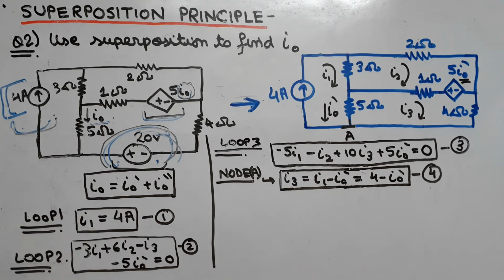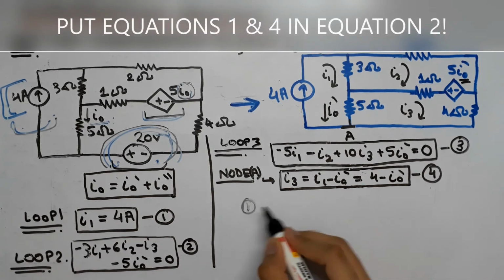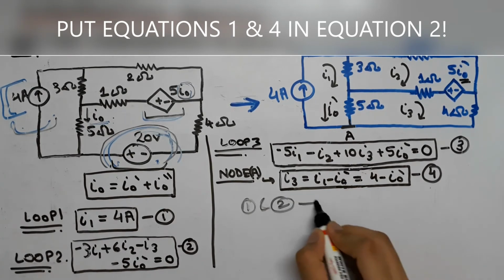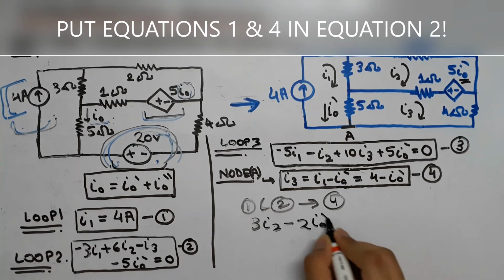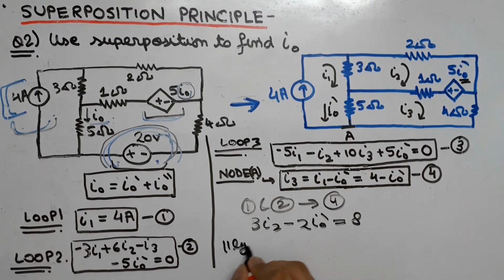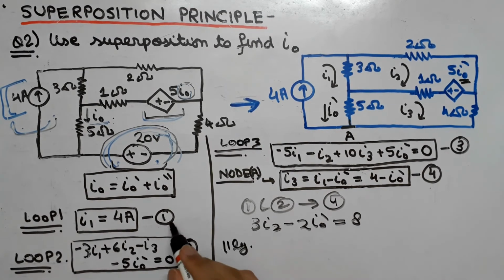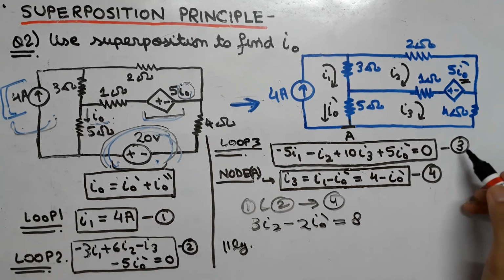Now that we have got 4 equations, we will do the necessary substitution in order to find I naught dash. That is, we will put equation 1 and equation 4 in equation 2. From there, on solving, we will get I2 minus 2 I naught dash is equal to 8. Now similarly, we will put the values of equations 1 and 4 in equation 3.